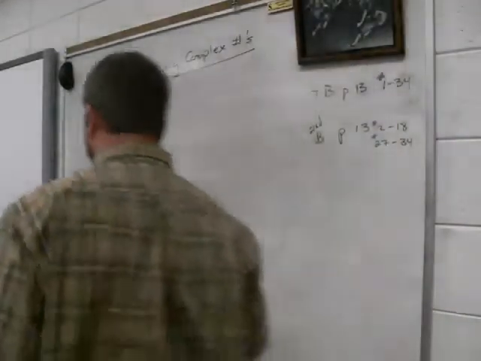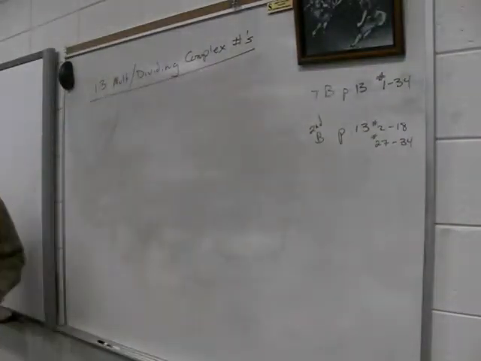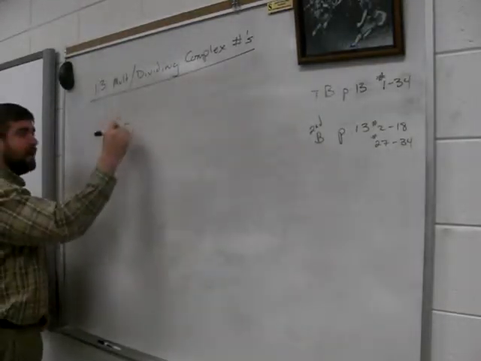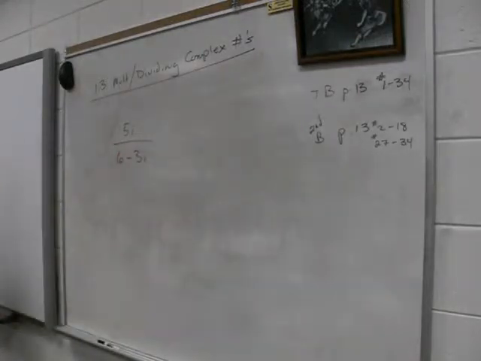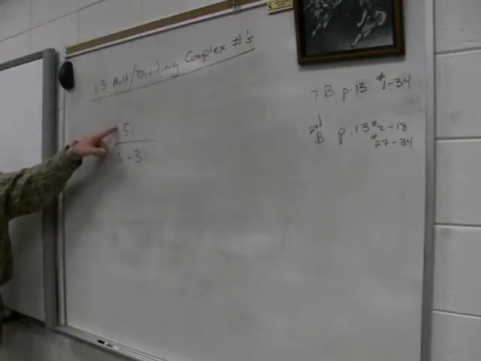Section 1.3, chapter 1.3. We're talking about division of complex numbers. The first one is going to be fairly easy. They're going to give you a monomial over a binomial. They're both complex numbers. That might just be a 5 on top. It doesn't have to be 5i.